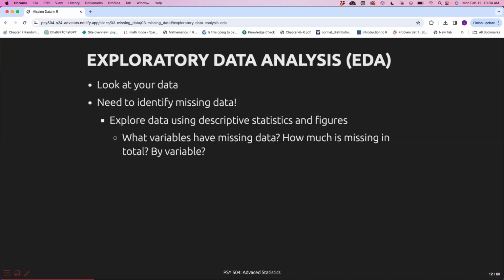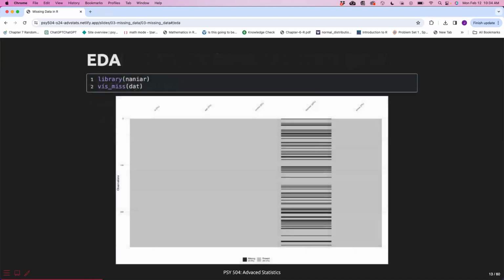What variables have missing data? What's the total amount of missingness? And how much missingness is there by variable? And there's a whole host of different packages that you can use to look at this. What I wanted to do is highlight a package that I like. It's from the naniar package, which is a play on words of Narnia.